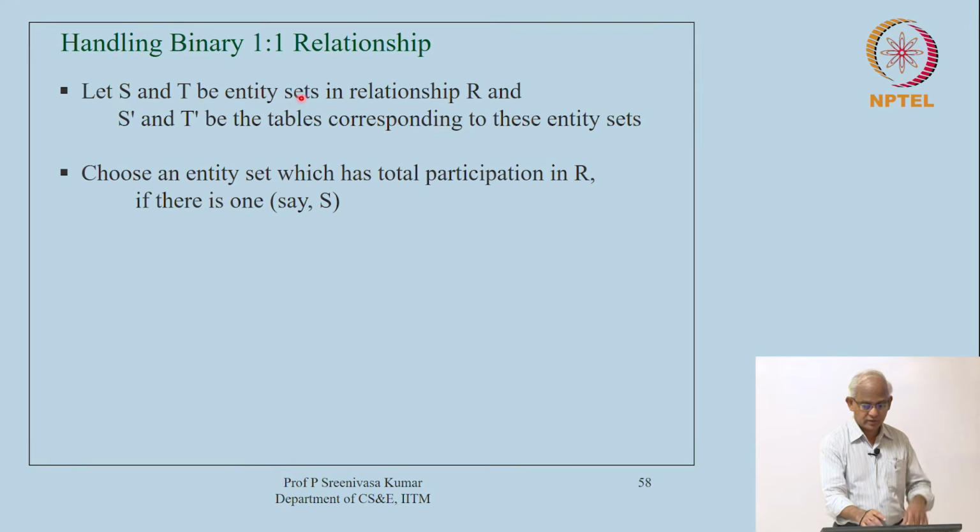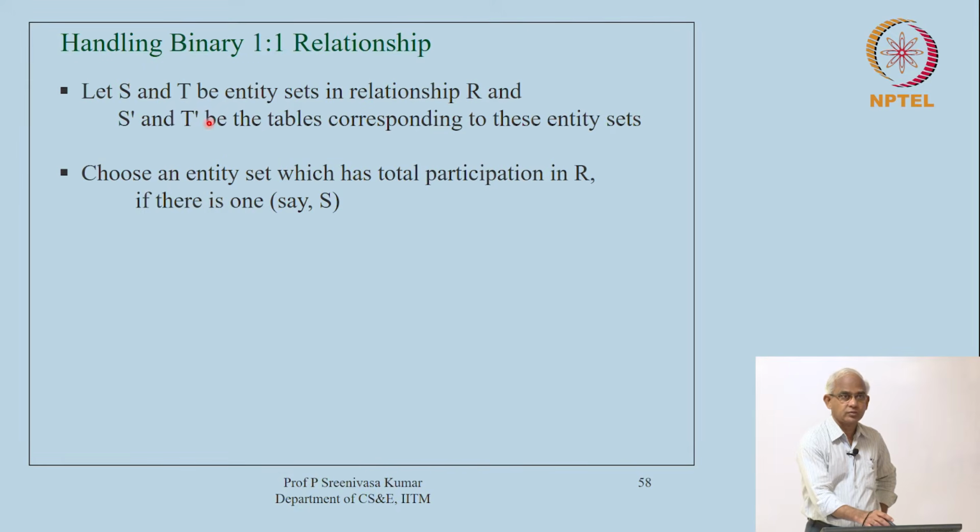So, S and T, let them be the entities that are in relationship R, and let us say we have already mapped S into S prime, T to T prime. So, we did the mapping of the entities, and so we have got two tables, and now we have to handle this relationship. One approach is a simple, interesting approach, where we introduce what can probably be called a lookup table.